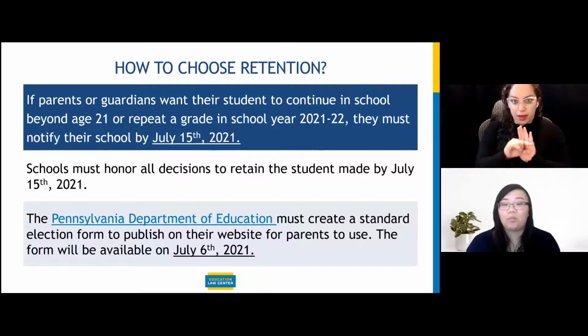This form must be published on the State Department of Education's website, and PDE, or the Pennsylvania Department of Education, has informed us that this form will be available on July 6th, so on Tuesday. And linked here for the Pennsylvania Department of Education is actually the guidance that they issued yesterday regarding how they believe schools should implement this new law.